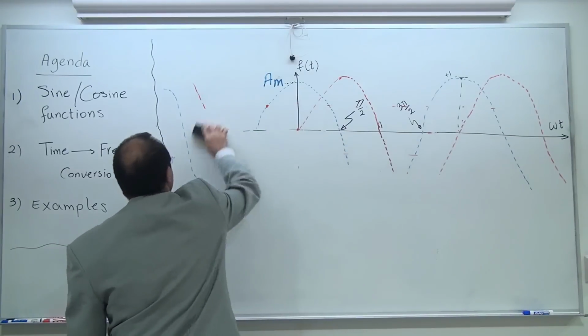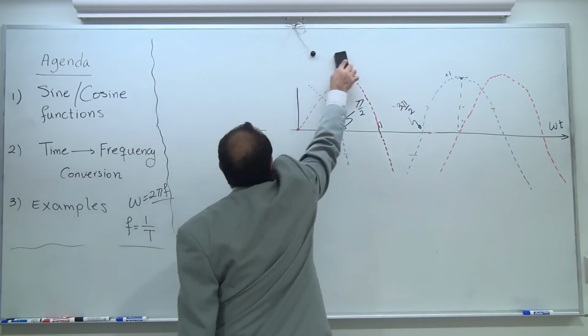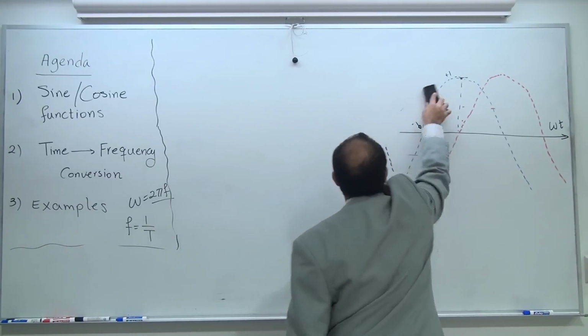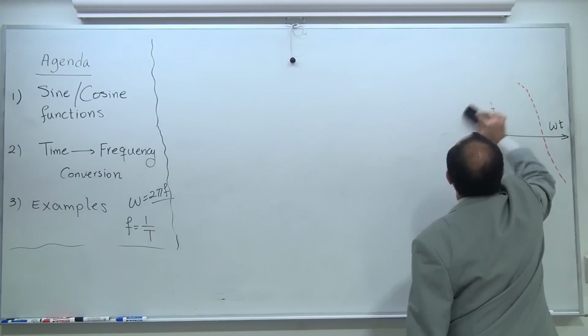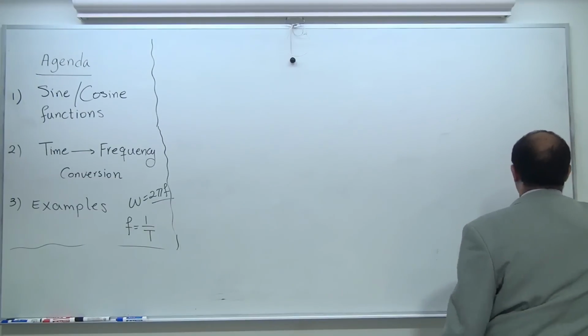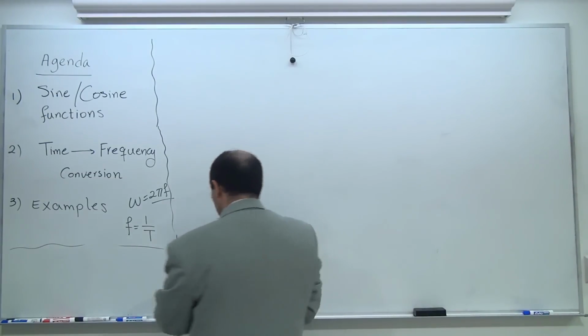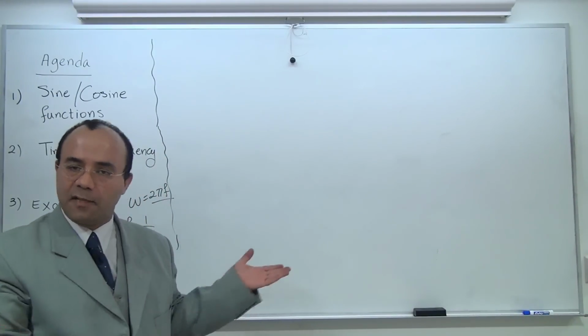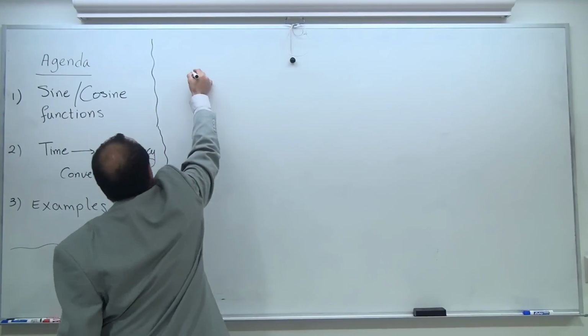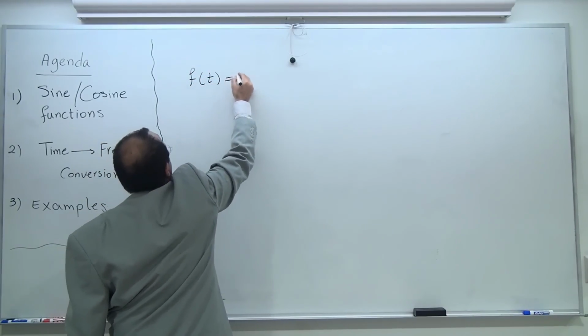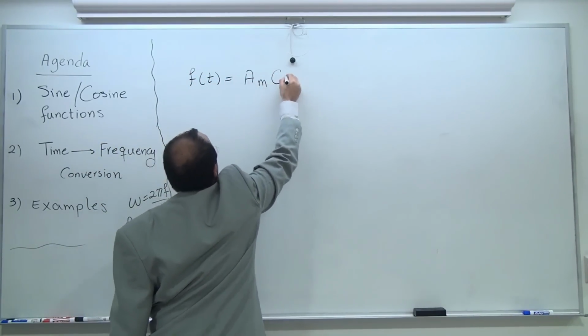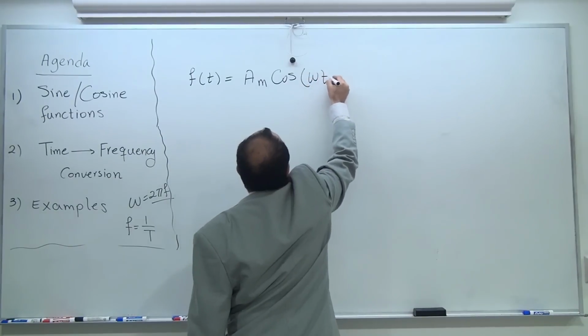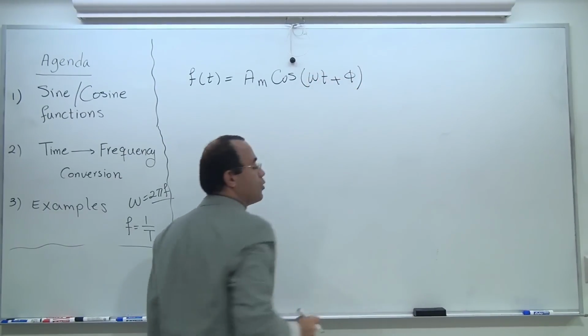Now that we have learned the sine cosine function in time domain, how do we go to the frequency domain? Let me actually first consider the same function we just studied. If you have f of t equal to AM cosine omega t plus phi, where do you go?